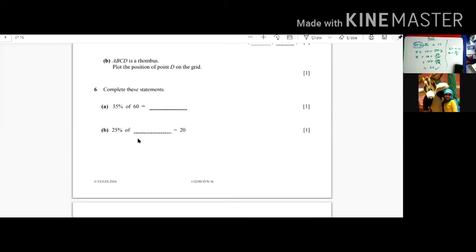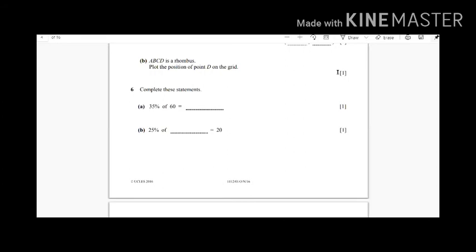Yes, this one. Now do this one. 25% of x equal to 20. So first you have to do 20 divided by 25. Yes, 20 divided by 25%, because you will take it on the right side. When I divided it, I got 0.8. Okay, so 20 divided by 25%. 25% means 0.25.